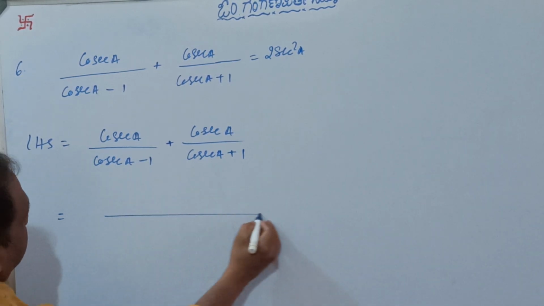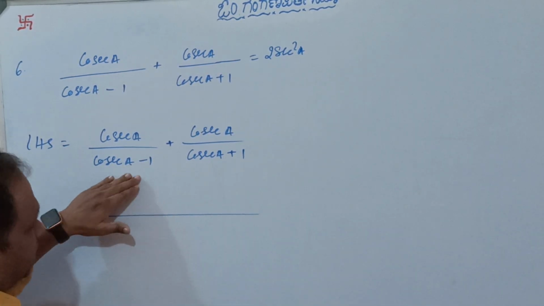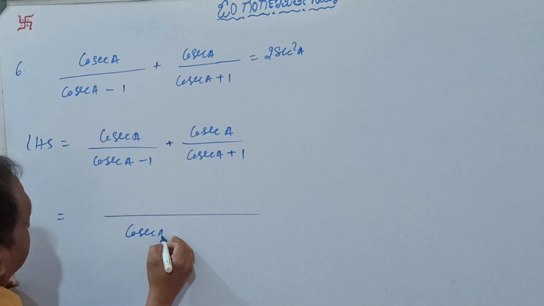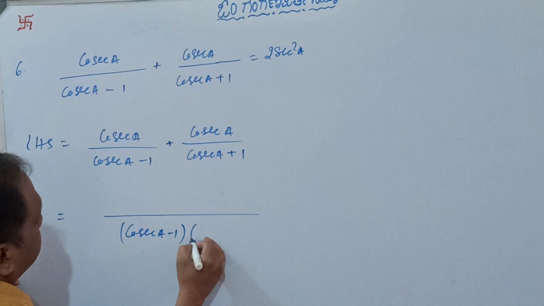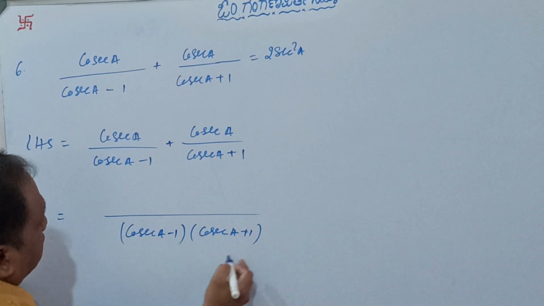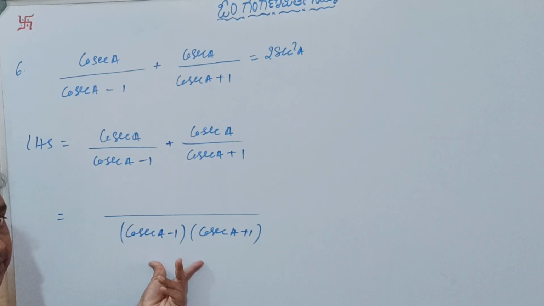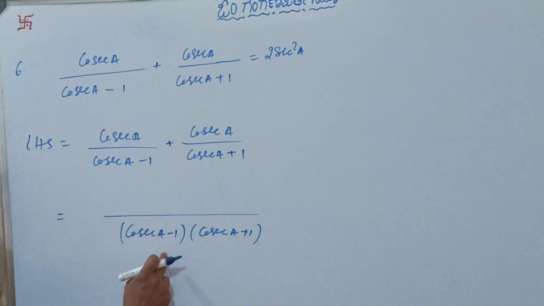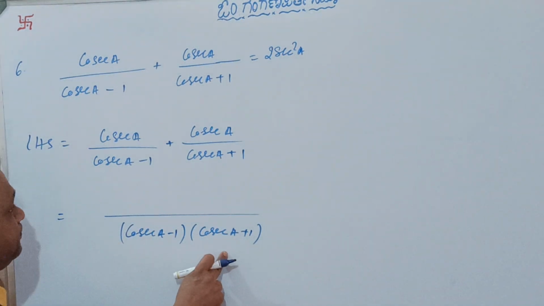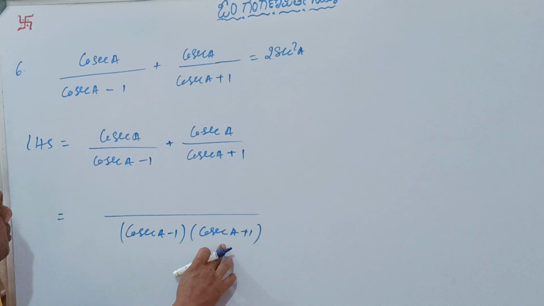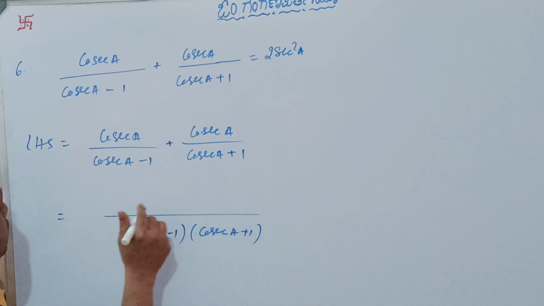Here I will take the LCM in the denominator. Both LCMs become the same here, that is cosec A minus 1 times cosec A plus 1. The denominators become the LCM here. So we have to divide the LCM by cosec A minus 1. So this gets cancelled, and what remains for us is cosec A plus 1.